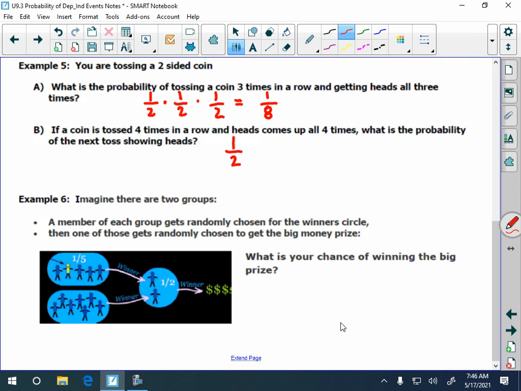All right, and so we have a 1 out of 5 chance, if that's us, of winning in that first group. So now we go over to the winning circle, and there's 2 people, and one of those 2 people have to win. And so now there's a 1 out of 2 chance of winning in that group. And since they're independent events happening here, we're just going to go ahead and multiply these together, and then we have a 1 out of 10 chance of actually winning. Okay, and that's it.